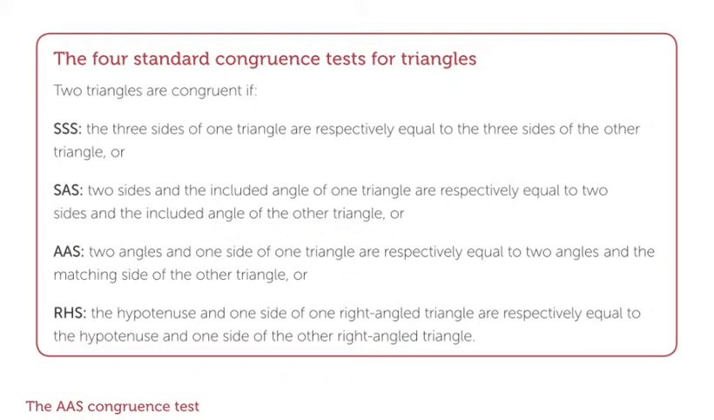In our final lesson, we look at the final two proofs, which are angle side and right angle triangle hypotenuse side. We will start with angle side. Angle side is two angles and one side of one triangle that are equal to the other two angles and one side of a matching triangle, which makes the triangles congruent.